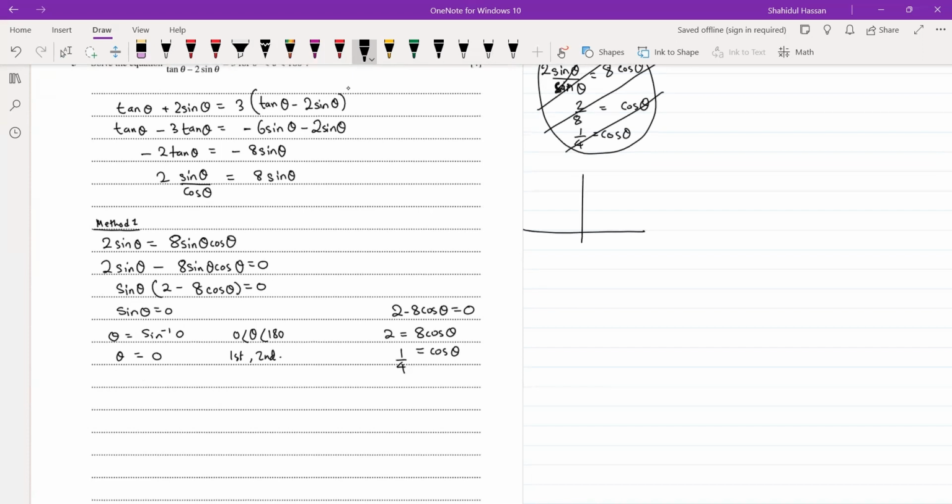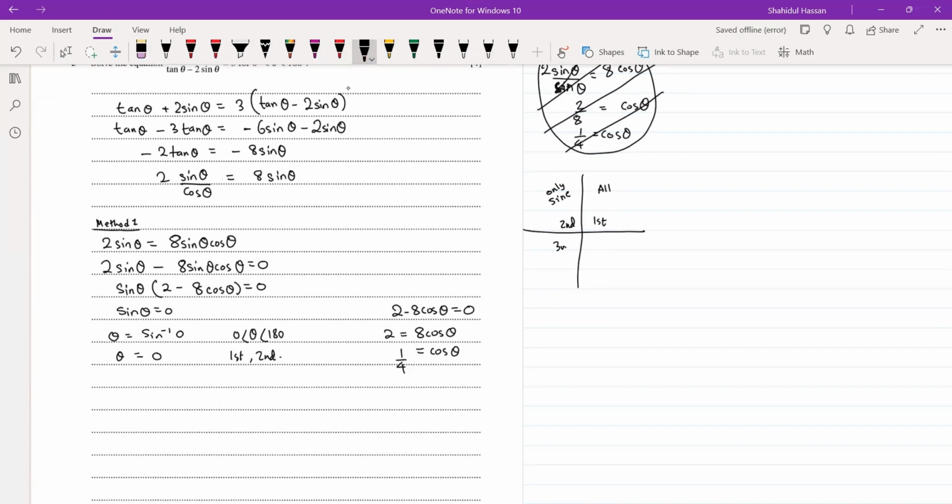This is our first quadrant. This is our second quadrant. This is our third quadrant and this is our fourth quadrant. Remember, in the first quadrant all are positive. In the second quadrant only sin is positive. Oh, I made a mistake, a major mistake.